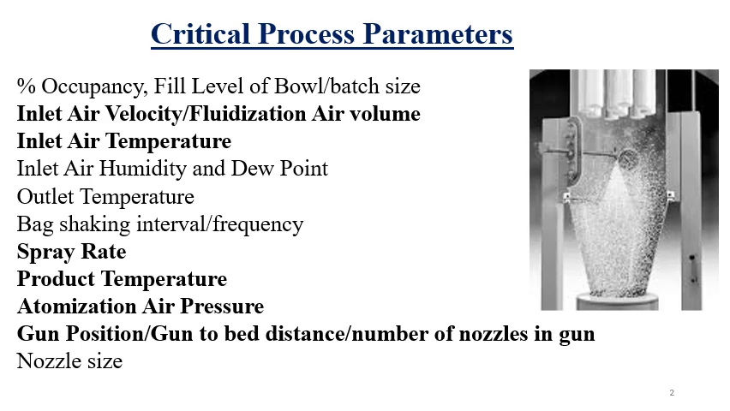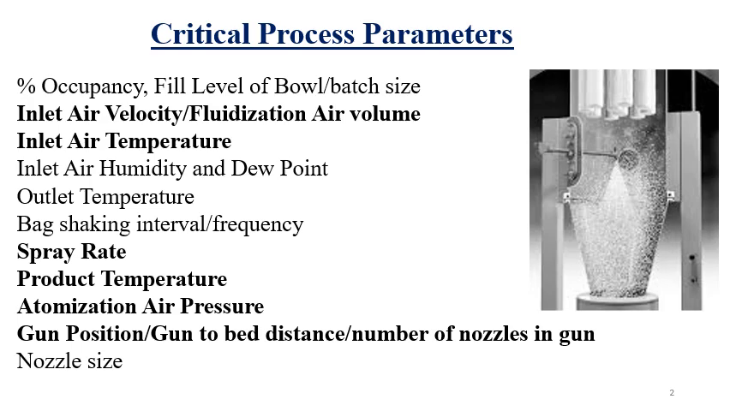These are the CPPs. The main CPPs are inlet air temperature, inlet air volume and velocity, which is also called CFM, spray rate, product temperature, and atomization air pressure. These are the main process parameters.